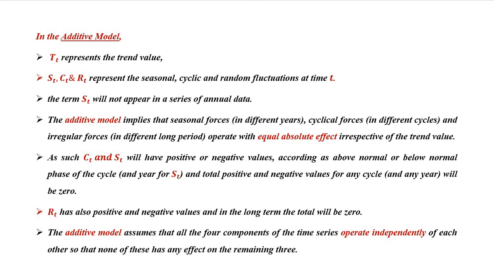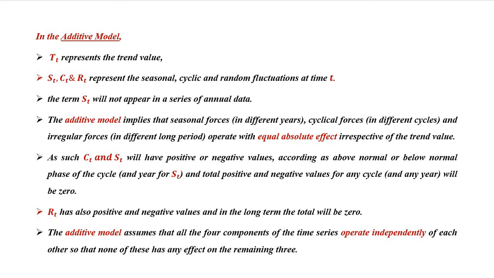In the additive model, Tt represents the trend value, St, Ct, and Rt represent the seasonal, cyclical, and random fluctuations at time t. The term St, that is the seasonal component, will not appear in the series of annual data. The additive model implies that the seasonal forces in different years, cyclical forces in different cycles, and irregular forces in different long periods operate with equal absolute effect irrespective of the trend value.